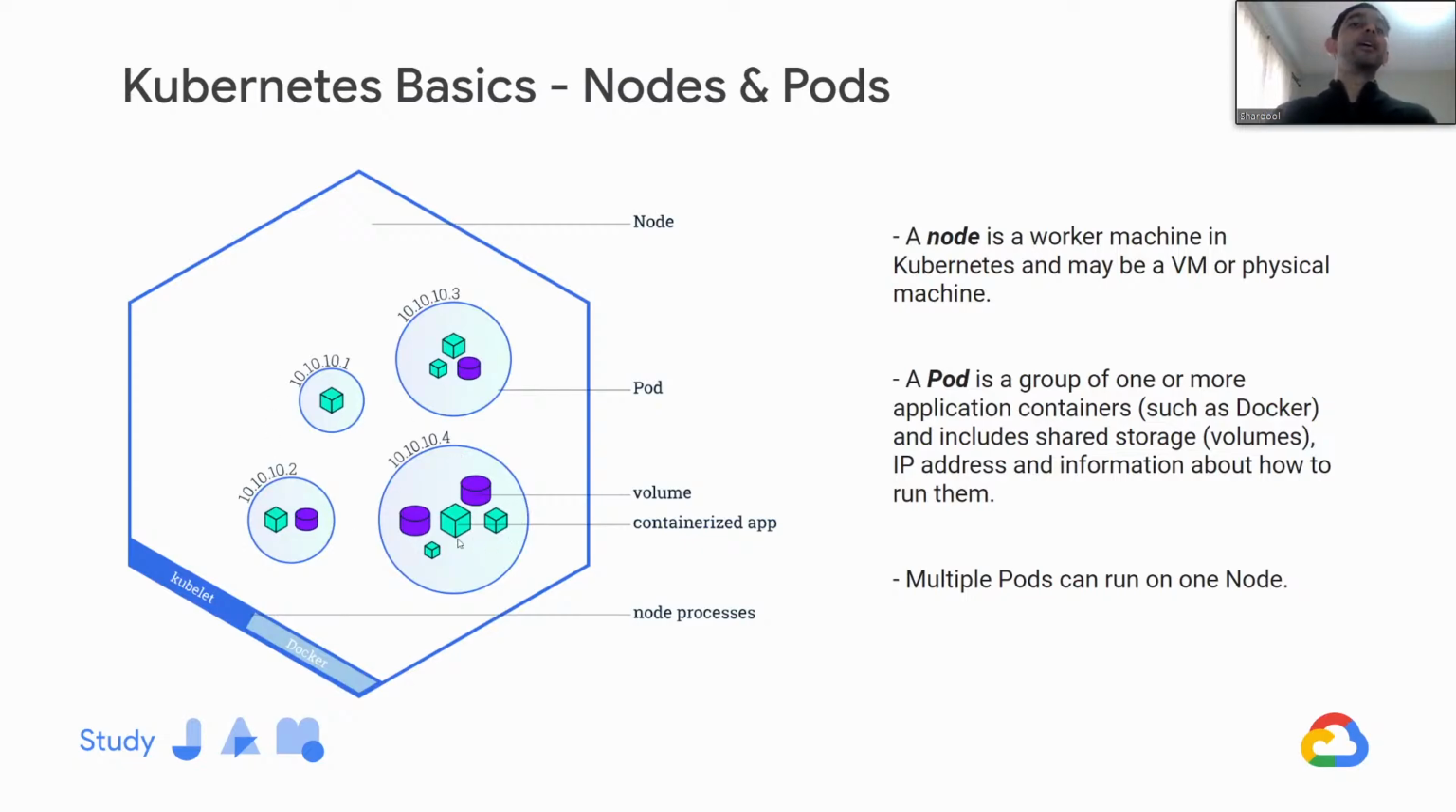Here you can see there are multiple volumes and multiple containers displayed. But this is generally an advanced use case. And most likely you're always going to have one containerized application within each pod.